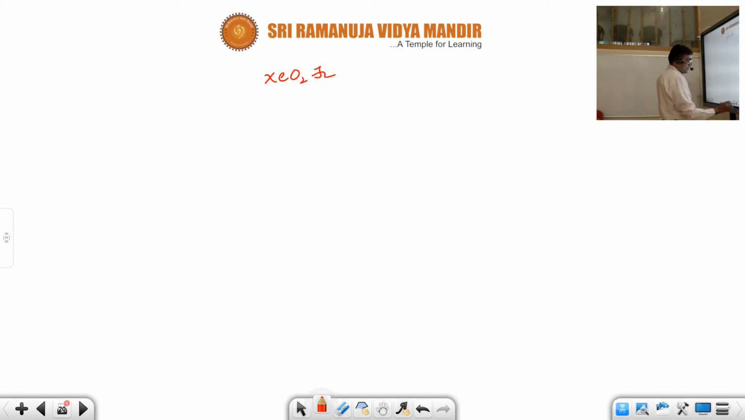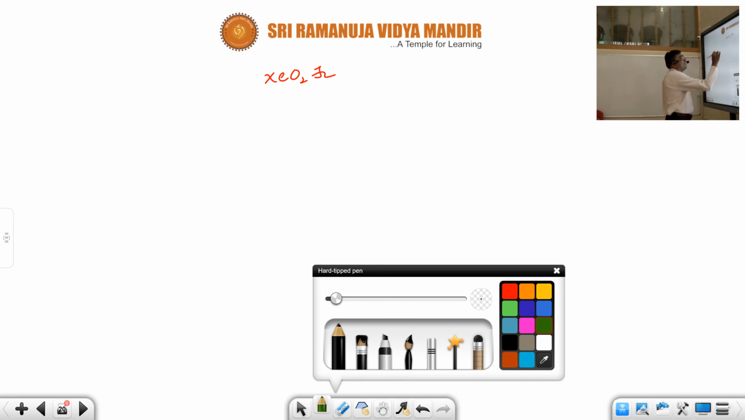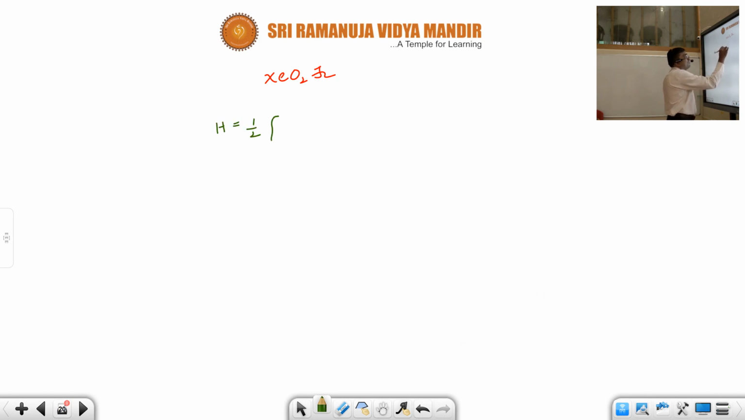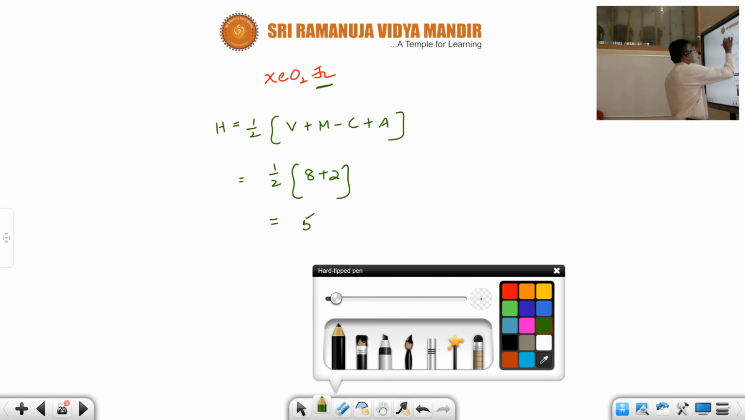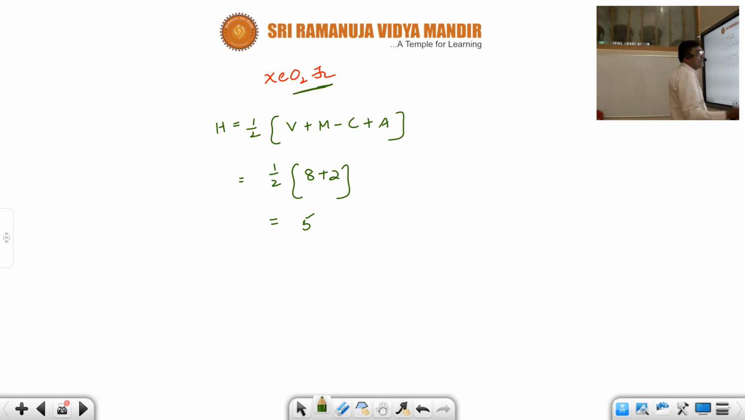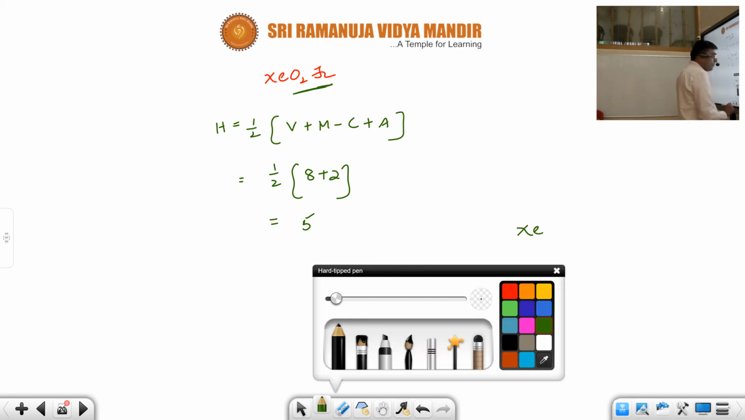XeO2F2. Let us take H is equal to half into V plus M minus C plus A. Now students, have a look here. Half into valency is how much? 8 plus number of monovalent atoms will be how many? Only 2. That is 8 plus 2, equal to 5. So that means 5 means how many bond pairs? 2 oxygens and 2 fluorines. So xenon is forming 4 bond pairs.